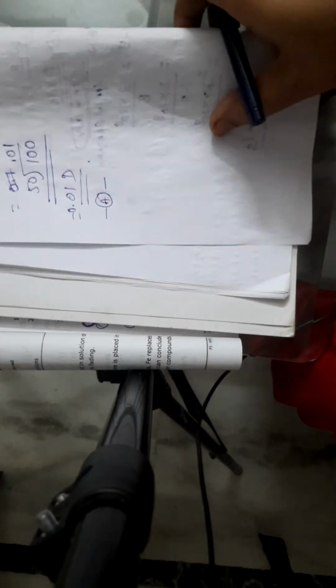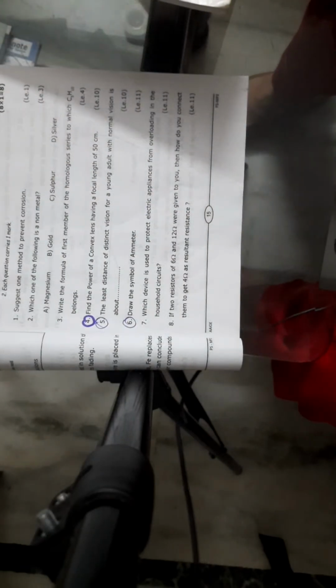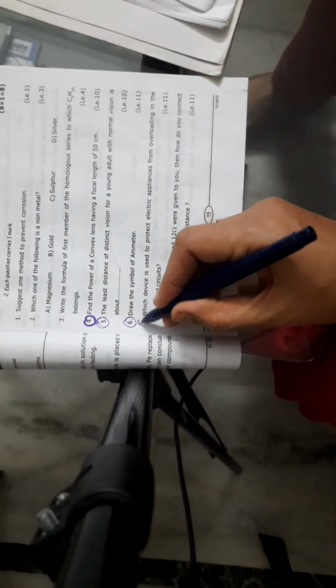Next question. Which device is used to protect electric appliances from overloading? Can you give the answer? Will you say the answer, those who are attending? So it's a fuse. Okay, very good. Srinidhi, very good.